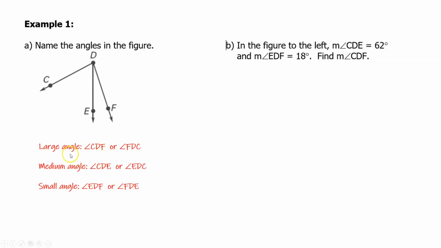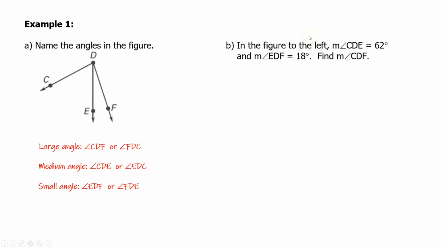Okay, so you should have gotten that the larger angle, you could have said it was either CDF or FDC. Either one would have been fine. You couldn't just name it angle D because I don't know which angle D you're talking about. The medium angle, you should have gotten either CDE or angle EDC. And for the small angle, you should have gotten angle EDF or FDE.